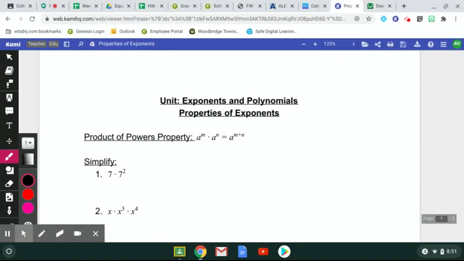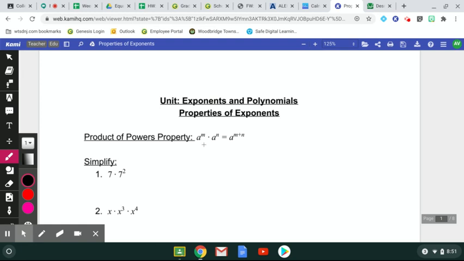Hey everybody, so today we're starting a brand new unit, exponents and polynomials. And this lesson is on properties of exponents. So the first property we're talking about is the product of powers property.